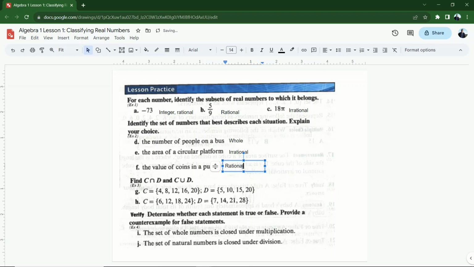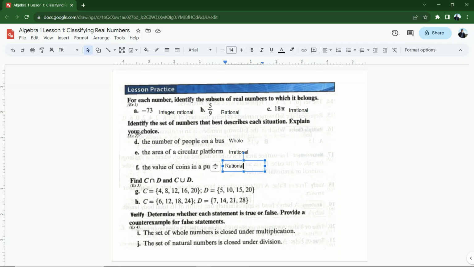Now you could make an argument that in cents, if you're adding up just cents and not the value of dollars, it would be whole numbers, because you could have 0 coins in a purse and you could have a positive number of cents, but you don't have negative coins or anything like that. All right, whole, irrational, rational. I prefer rational as an answer for this one, by the way. That would be entirely based on your explanation, because it says explain your choice.